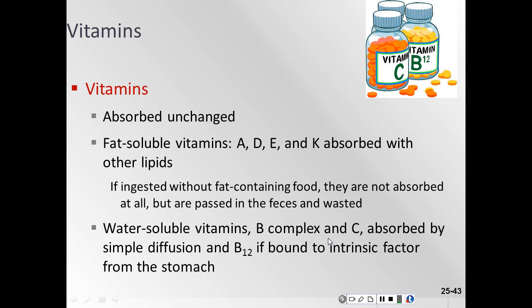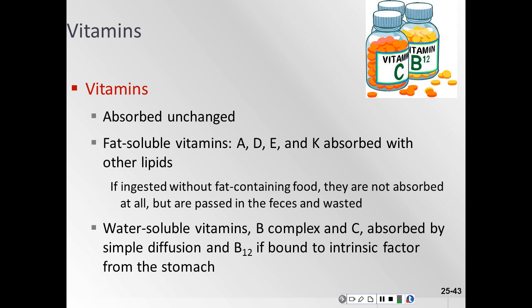Alright, so let's look at vitamins. Vitamins are absorbed unchanged, which is good. Now the fat-soluble vitamins A, D, E, and K are absorbed with other lipids. If they are ingested without fat-containing food, they are not absorbed at all.